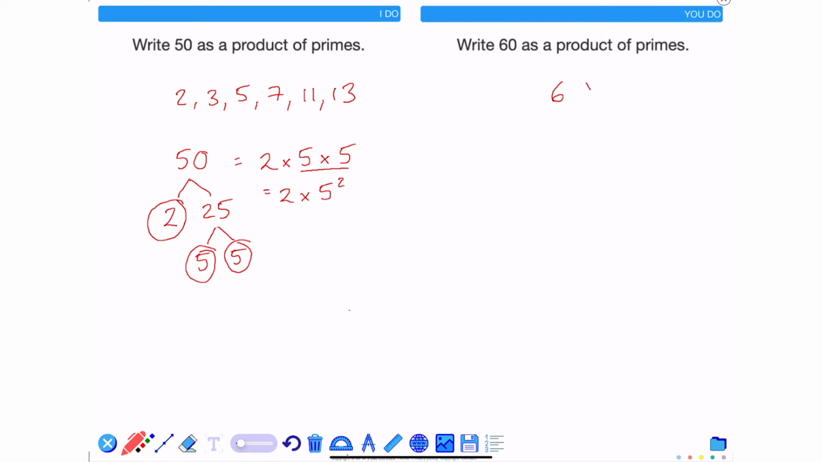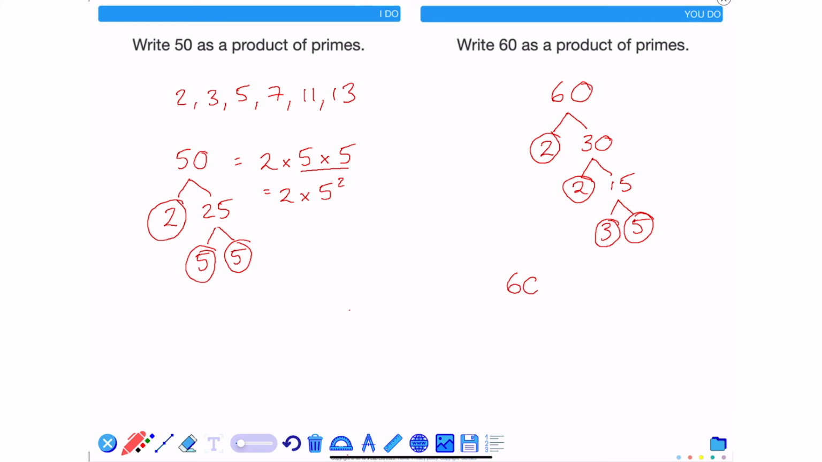So starting with 60, I can divide it by 2 and get 2 and 30. 2 is a prime number, but 30 isn't. Dividing this into 2 and 15, 15 can then be divided by 3 and give me 5. Now all of these are prime numbers.